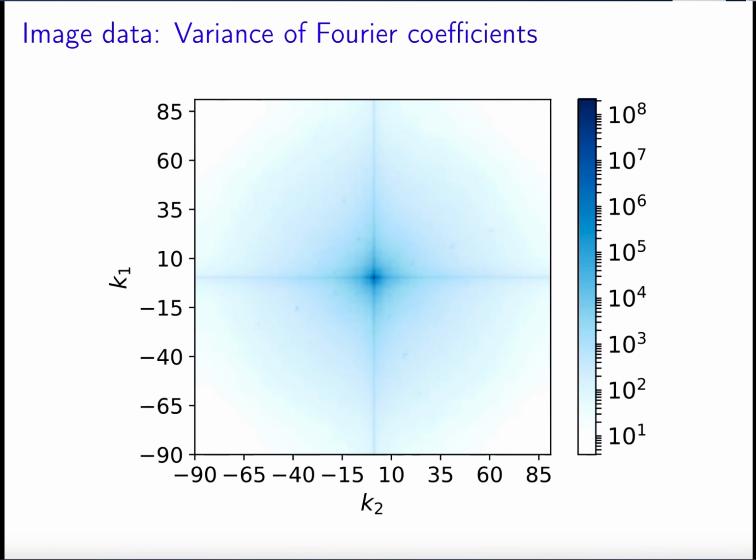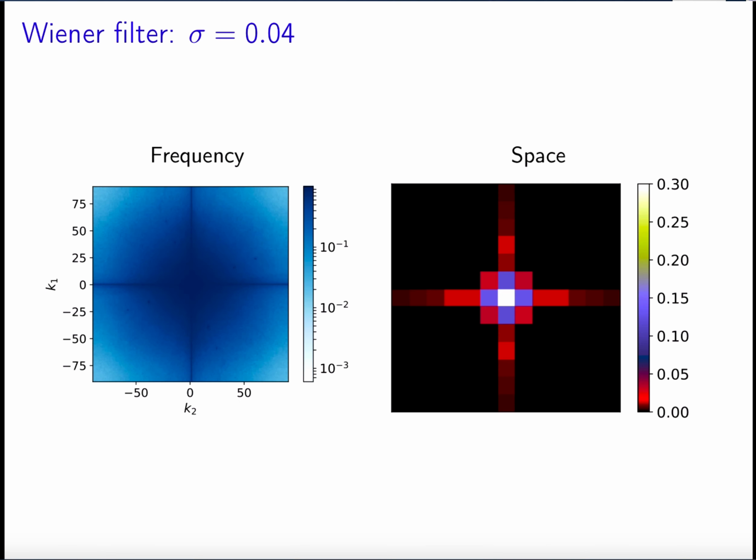Okay, this is an example with image data, very noisy signal. These are the variance of the DFT coefficients of image data computed over a database of images. Realize that this is logarithmic. We have that the low DFT coefficients have the most energy by far. And when we compute the Wiener filter for certain noise levels, again, what happens in frequency is that we're going to leave the low frequencies alone and suppress the high frequencies.